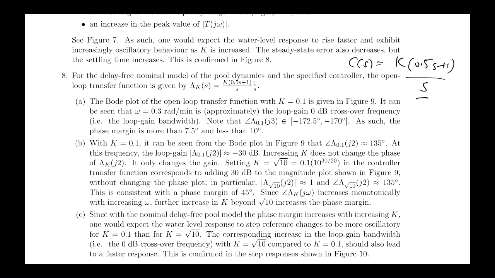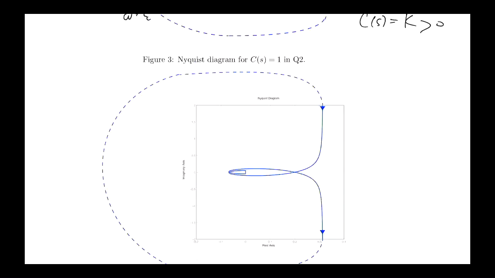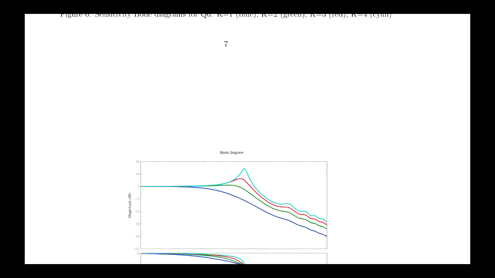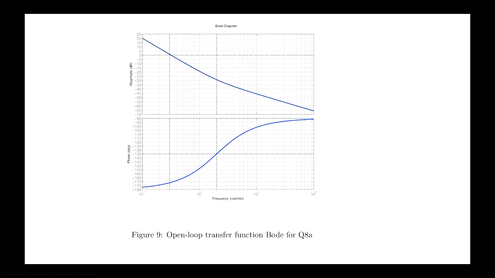Okay, but we still need to check that the closed loop is going to be stable and so forth. So again, we can look at Nyquist plots and Bode plots. The first part is suggesting that a Bode plot be used to assess the phase margin, which, if the closed loop is stable, will be a positive number, for the case where the controller gain k is equal to 0.1.